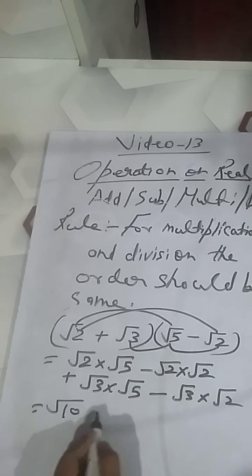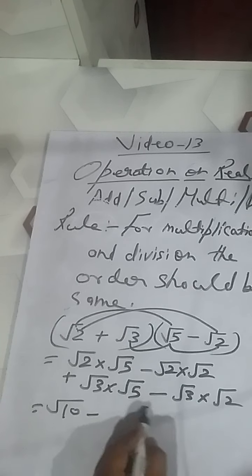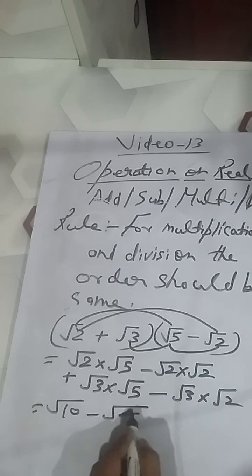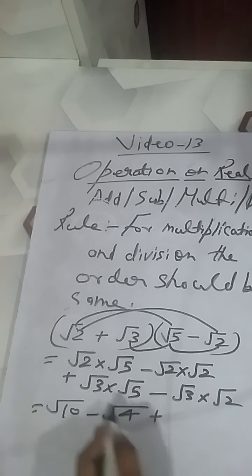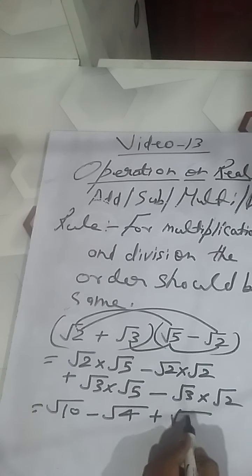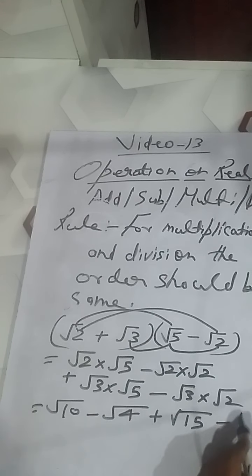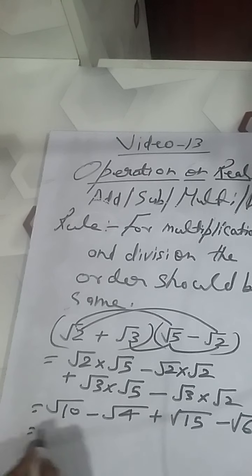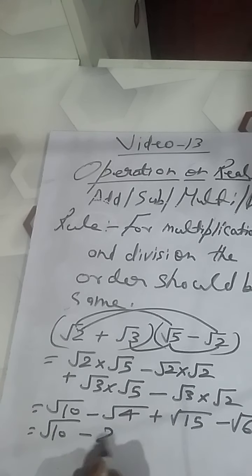Can you multiply this? Yes, because the order is same. Minus 2 into 2, 4. Plus this will be root 15. This will be what? Root 6. We cannot solve this. It will remain. We can solve this. It will be 2. Cannot solve this.